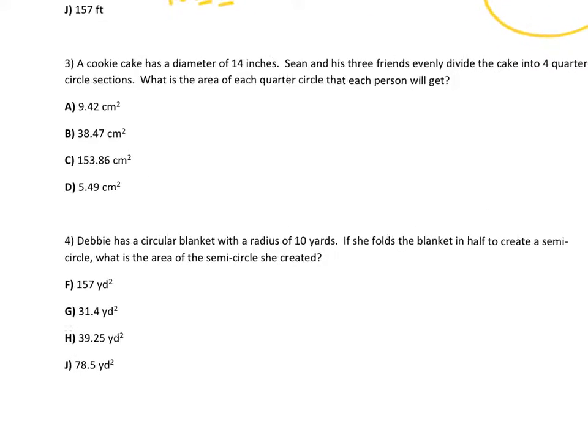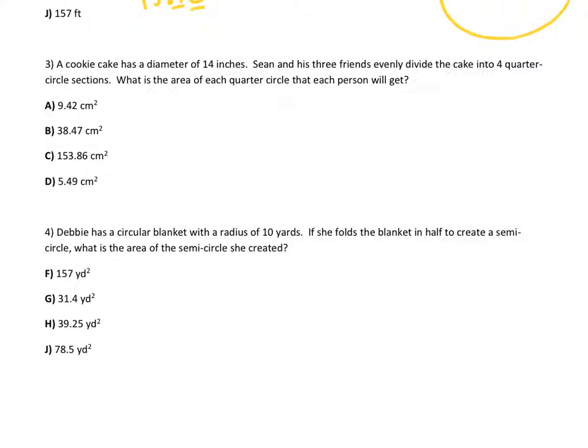Number 3, a cookie cake has a diameter of 17 inches. Sean and his 3 friends evenly divide the cake into 4 quarter sections. What is the area of each quarter section? Okay, they gave you this. They said 4 quarter sections. What is the area of each? Okay, so we're finding the area of the circle, dividing by 4.